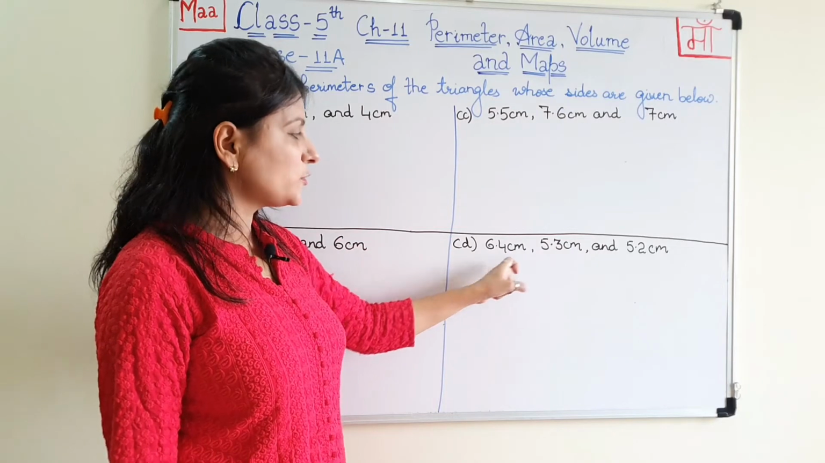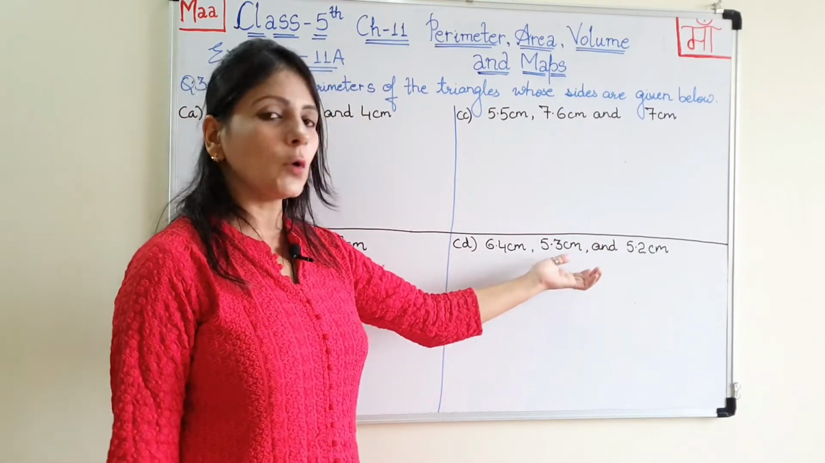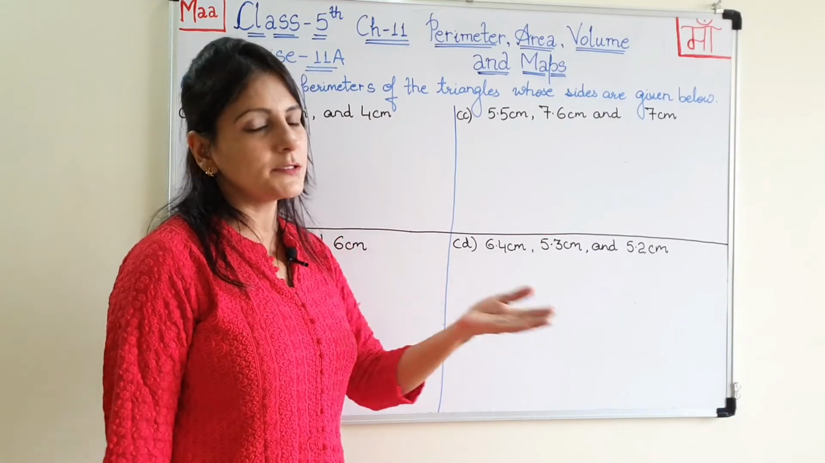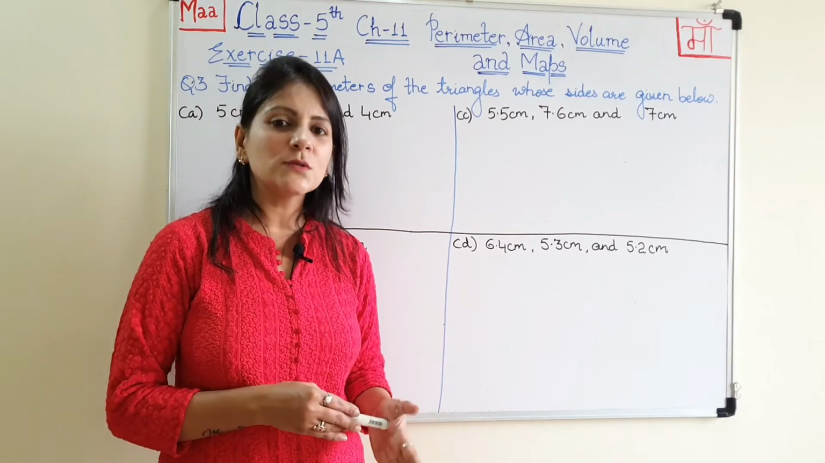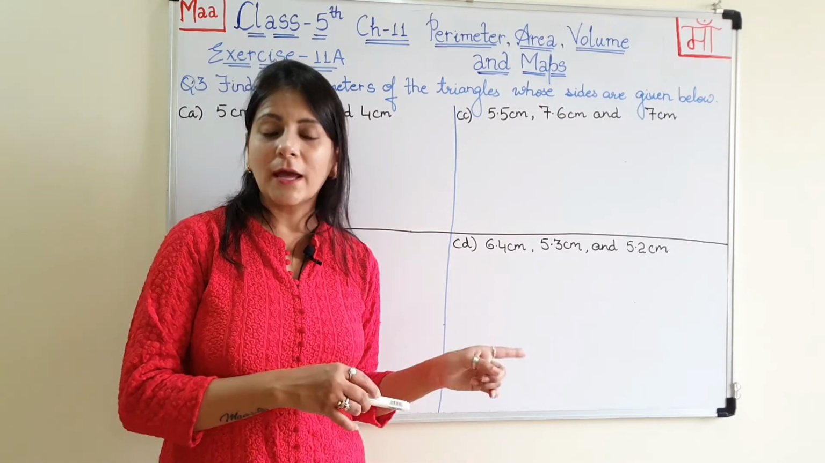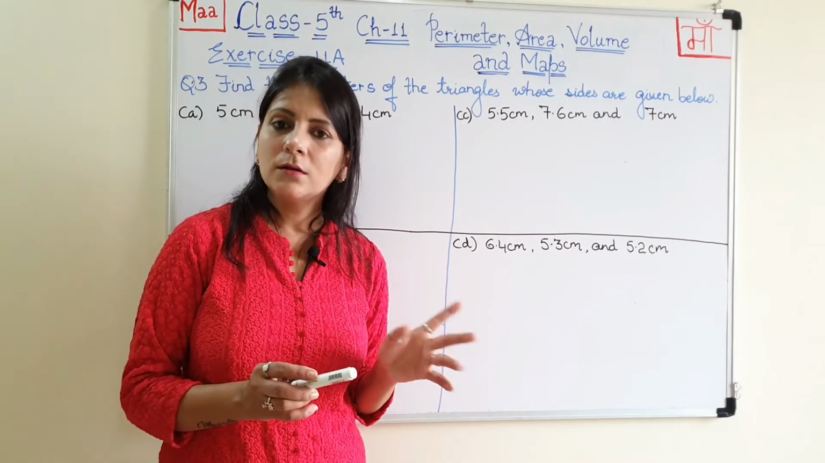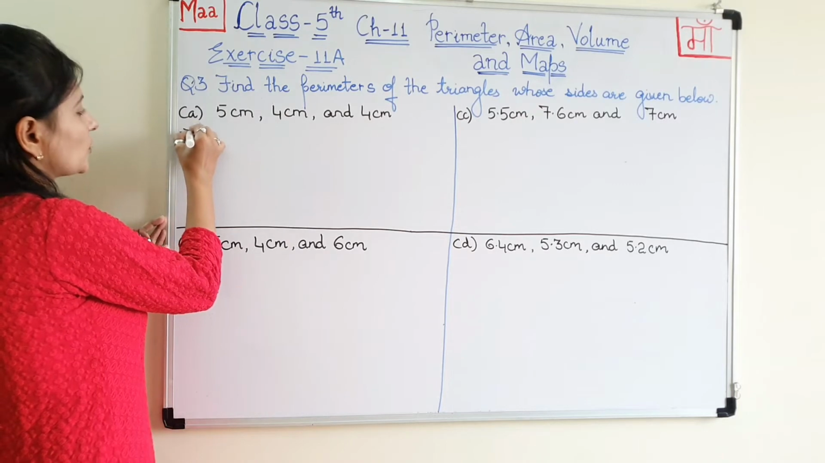Next, 6.4 centimeter, 5.3 centimeter and 5.2 centimeter. So it is also a scalene triangle. So I told you, if it is a scalene triangle or an isosceles triangle, then we have to use the formula: perimeter of triangle is equal to sum of all sides. So that's what we will be using in this particular question.